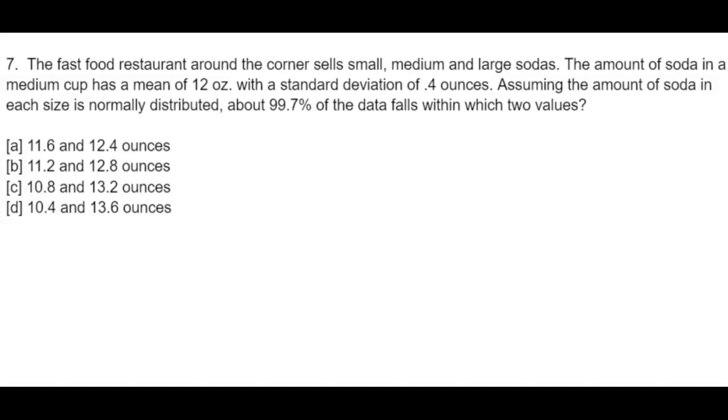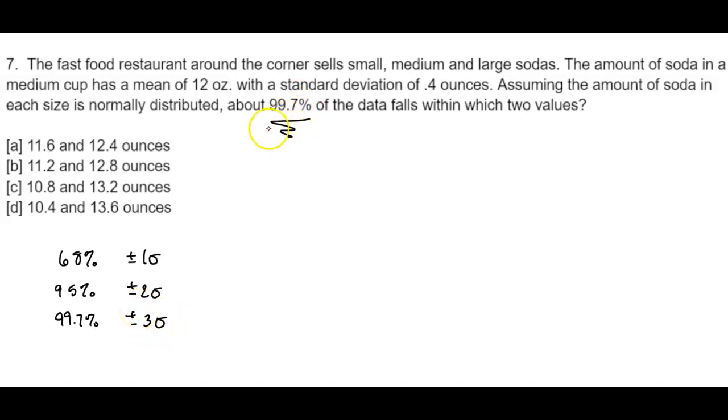However, there are three common percentages that we need to remember about the normal curve. Number one is that 68% of normally distributed data falls within one standard deviation from the mean. 95% of the data lies within two standard deviations from the mean. And then 99.7% of the data lies within three standard deviations from the mean.